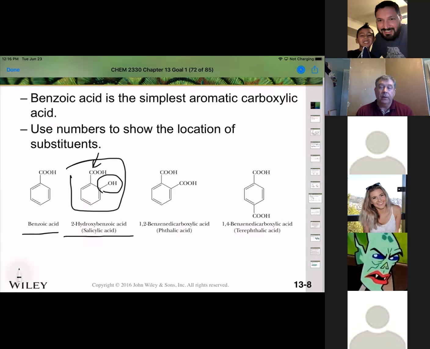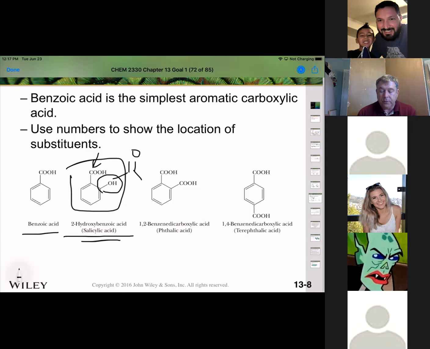Now the cool thing is that this also has a common name, because it was originally extracted out from willow bark, and it is the core of aspirin, which is acetylsalicylic acid, which is the acetate derivative. We'll learn about that in the next chapter. But this is actually the base for aspirin, okay?